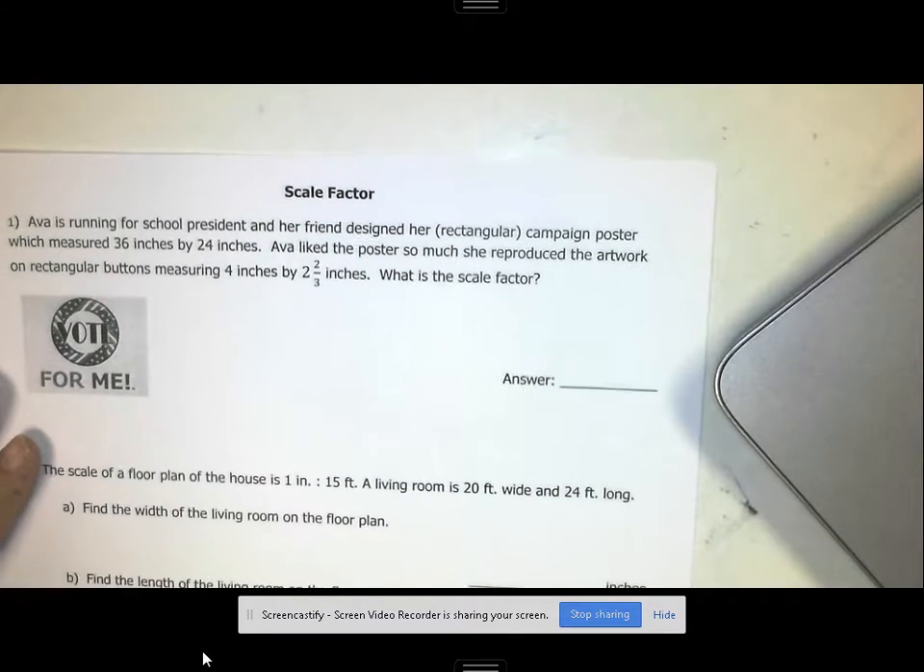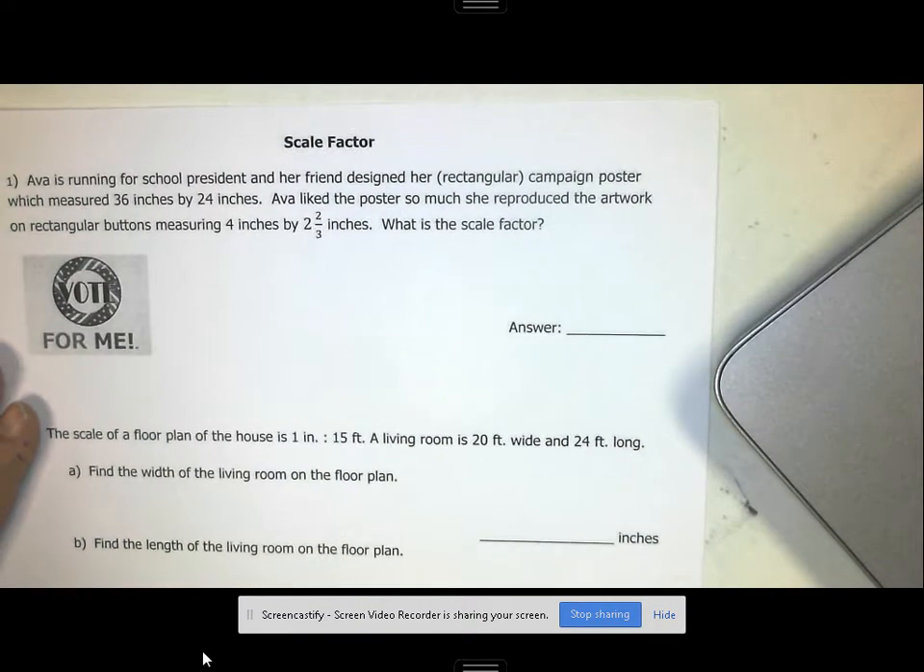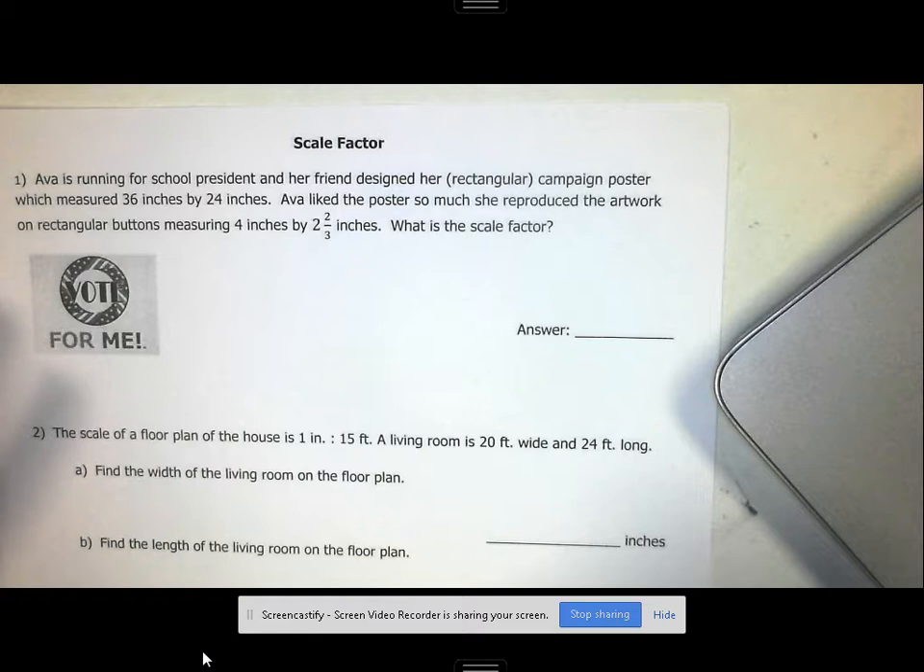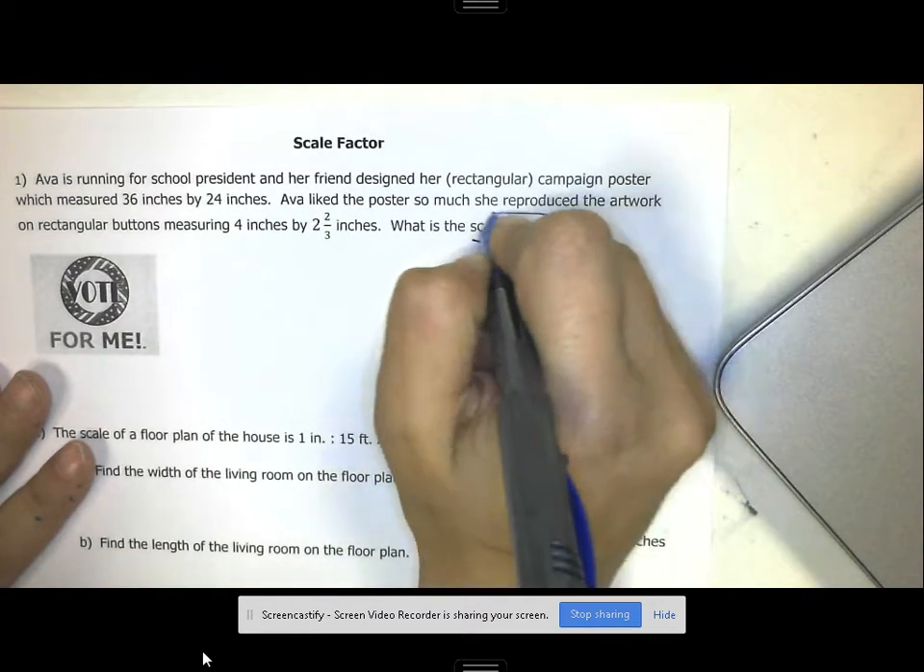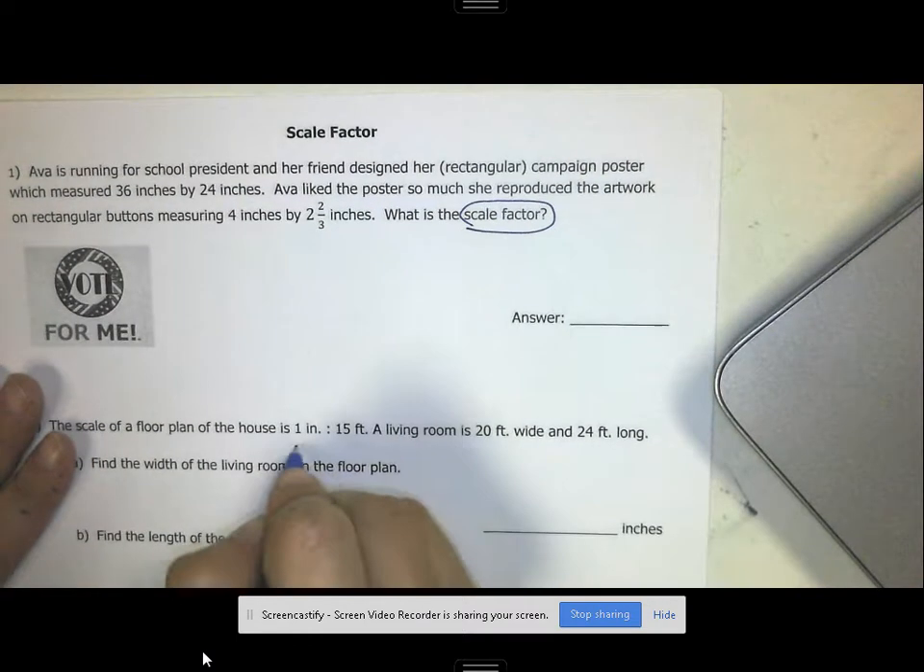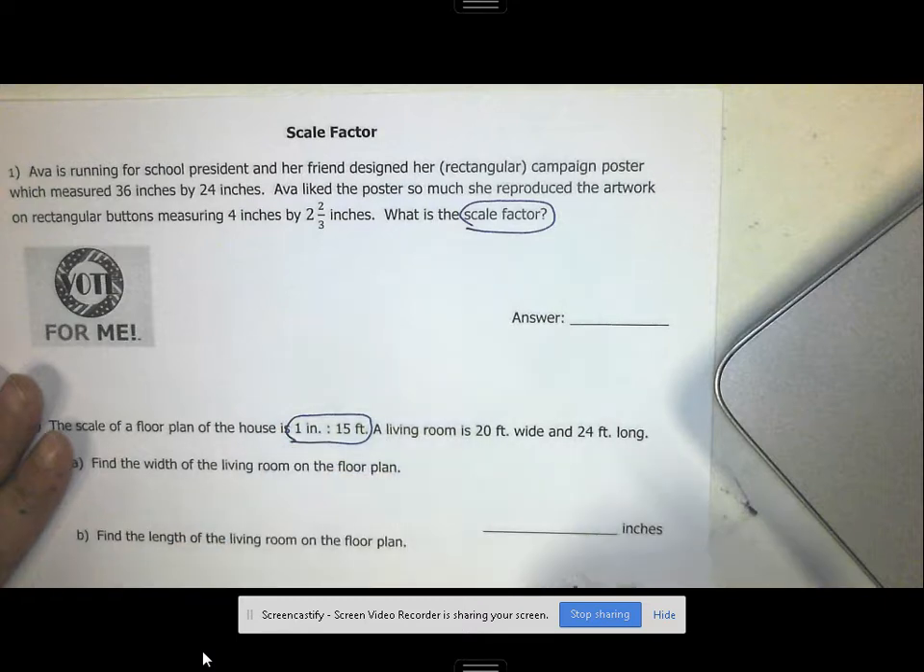All right, in this video, I'm going to go over a couple problems that involve scale factors. In one problem, I'm going to help you find the scale factor, and in another problem, I'm going to give you a scale factor and ask you to find dimensions. So let's start with this first one.